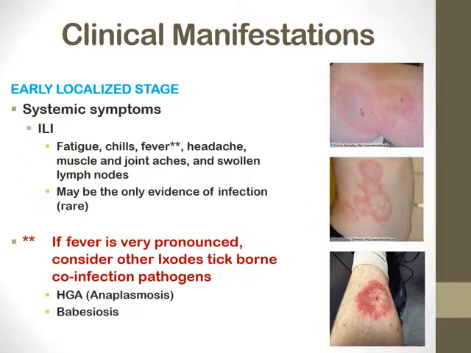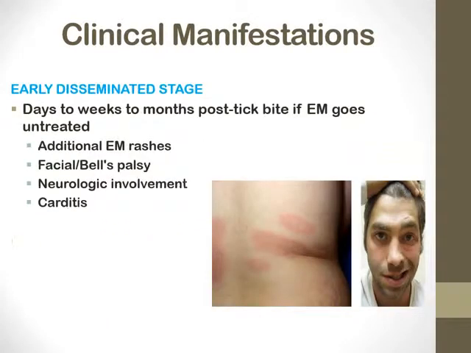Also during early localized Lyme, you can have an ILI, that's an influenza-like illness, which all of us are familiar with: fatigue, myalgias, headaches. You can get fevers with early disseminated Lyme. However, I don't think of this as a really febrile disease process. In fact, if you do have a patient who's very febrile with an erythema migrans rash, please don't forget about the co-pathogens that could potentially have been transmitted from the Ixodes tick bite. Anaplasmosis and Babesia have fever as a much more common presentation than Lyme disease.